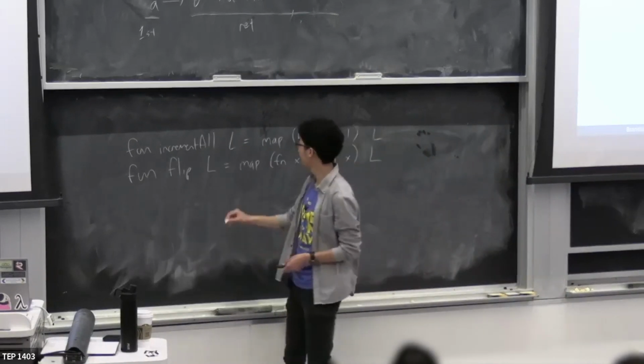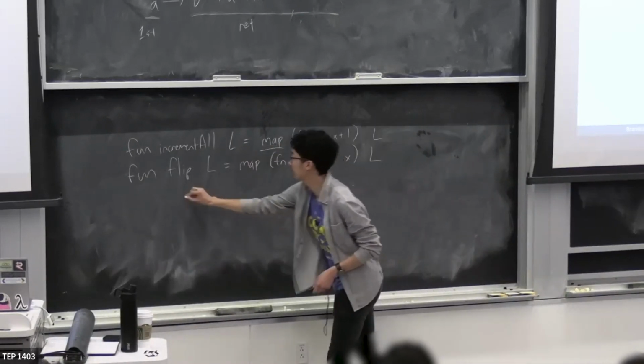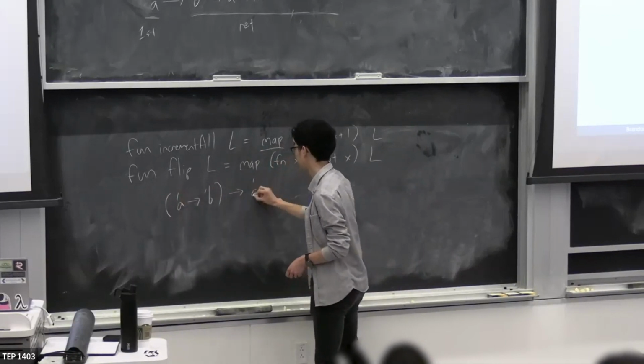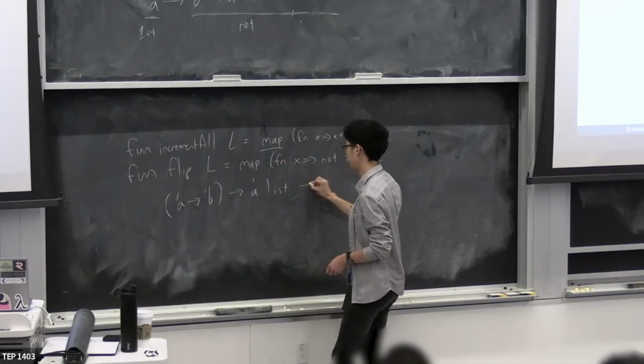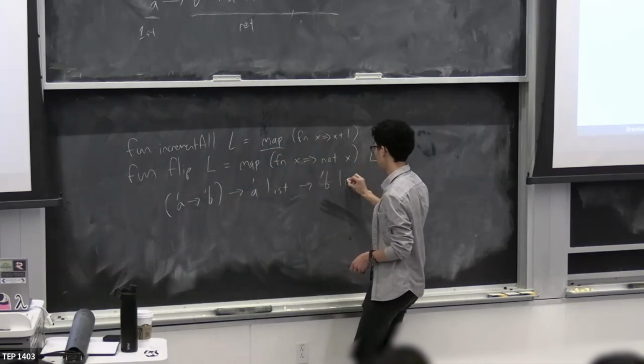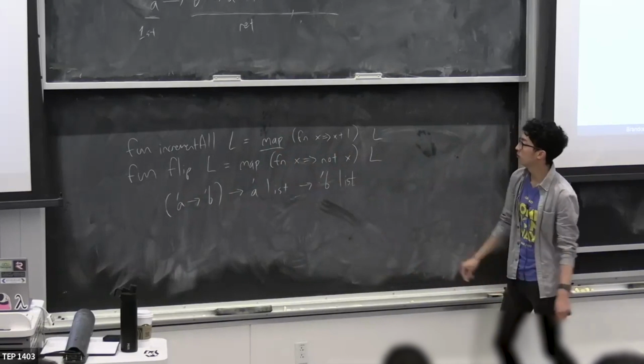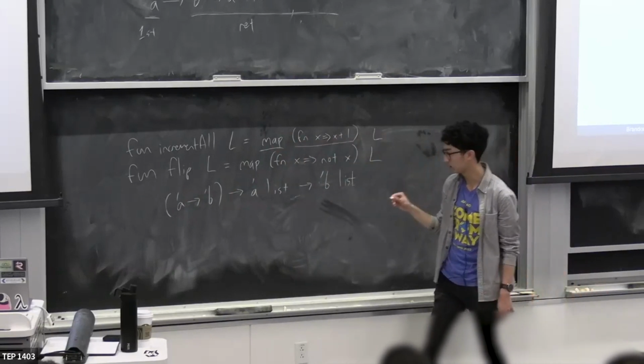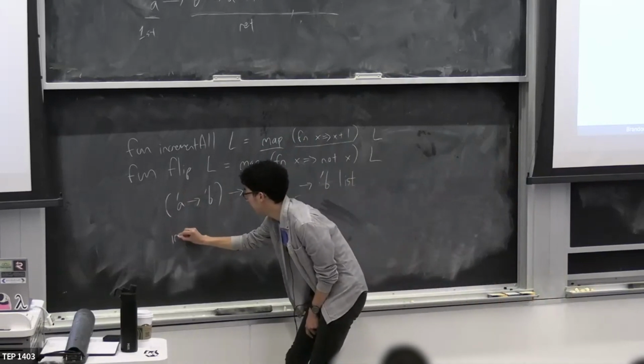Okay, so let's do this one. Map has type, well, I already wrote it, but I'm going to write it again down here. This is true, right? It's of type alpha to beta to alpha list to beta list. Well, first, let's try to type check this. What is the type of this lambda expression? Int to int, right? So I'm passing in something of type int to int here.